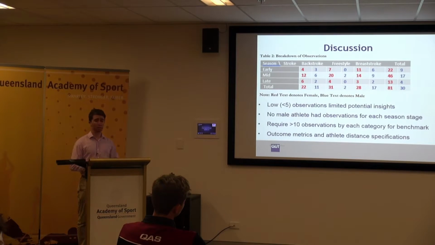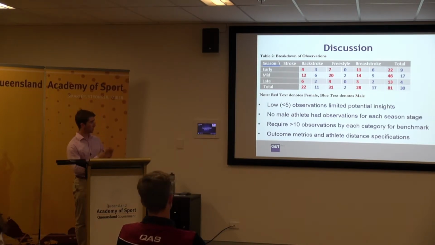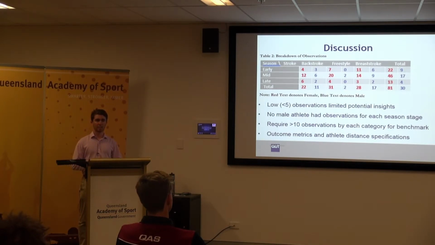So it's expected that we'd probably require at least 10 observations for each of these subgroups in order to make a really effective benchmark. And it may also be useful to consider some of the outcome metrics and also distance specifications. So for example, if we see that an athlete does particularly well at a particular meet, then we may use that as their individualised training method and those metrics, which may also lead to a sort of aggregate model being established as well.